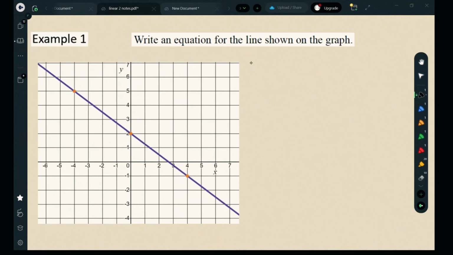So let's use the slope formula. This is what we were working with last week. Just write it down here. y2 minus y1 over x2 minus x1. And remember, to use the slope formula, we need 2 points.